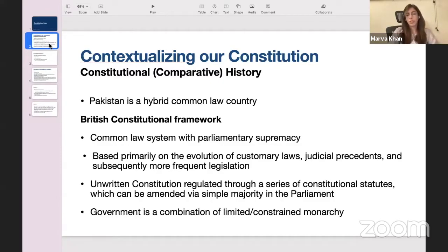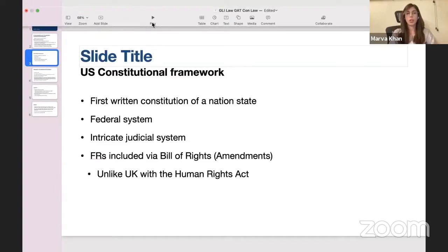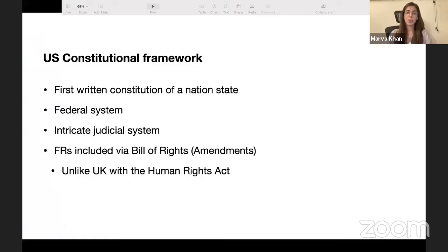Another point of distinction, of course, is the fact that the UK government is a combination of a limited or constrained monarchy with the parliamentary system. We, of course, do not have that system in place. Our constitutional framework somewhat resembles that of the United States, but not in terms of the literal text, because the United States Constitution is really short, whereas the Pakistani Constitution is extremely long.